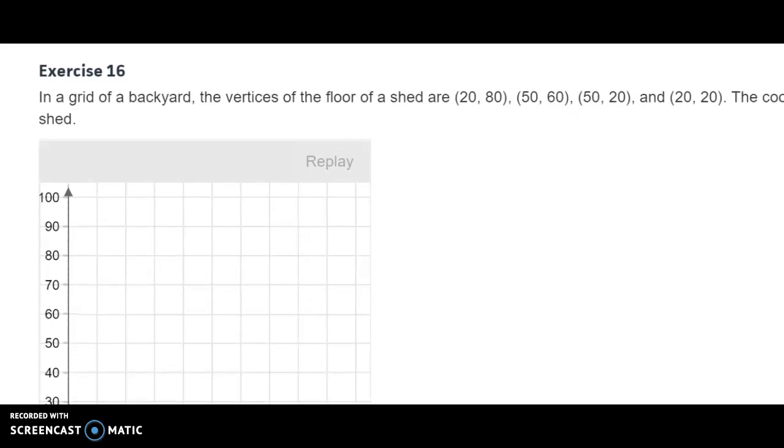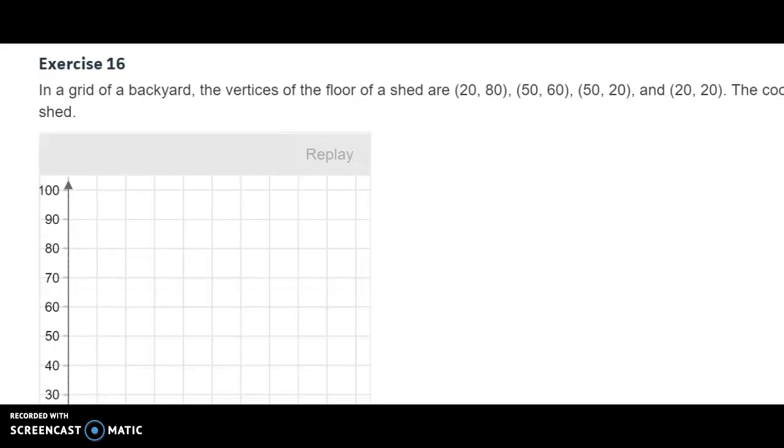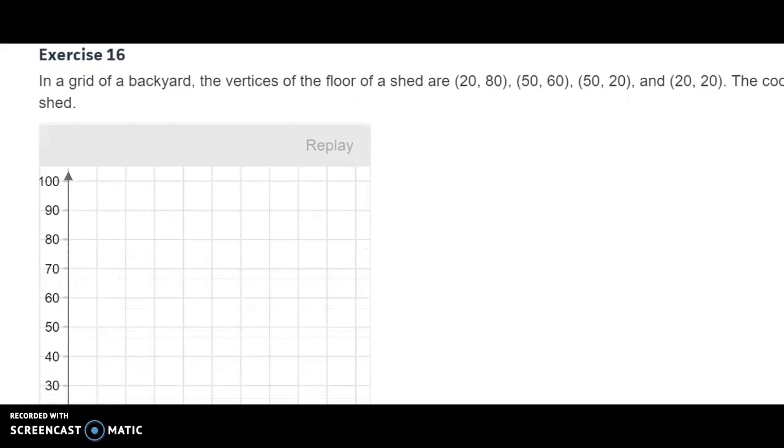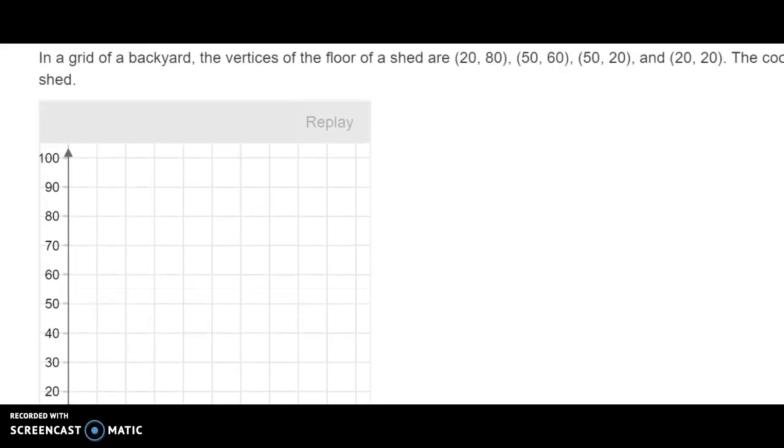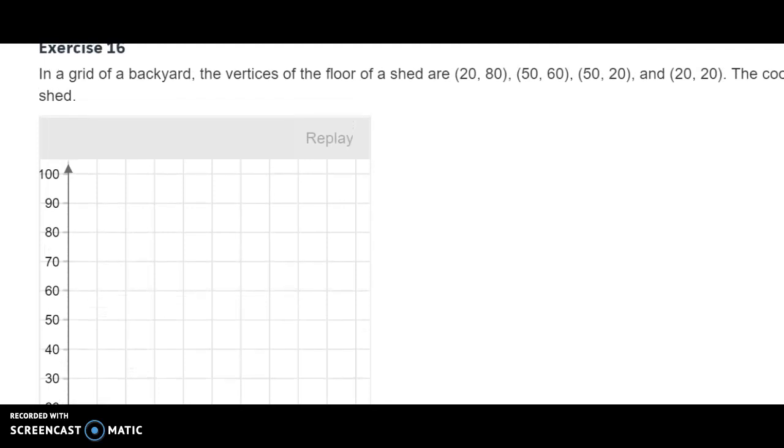So number 16 is you're finding the area of a shed. And again, just draw yourself a little picture if they don't allow you to do it on the screen. Draw yourself a little picture and plug in your numbers and see what shape you are. Whatever shape it is, use that formula.